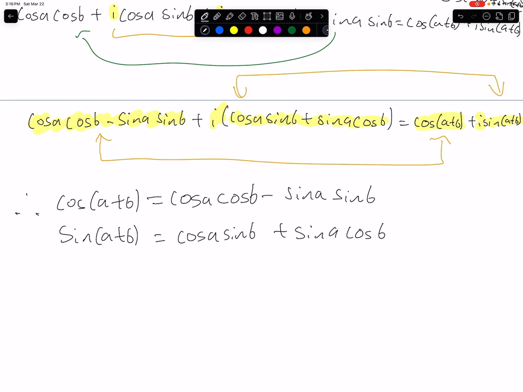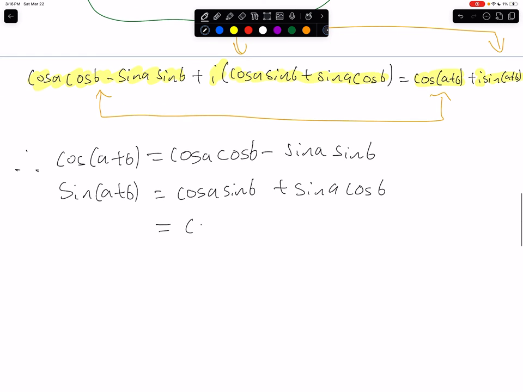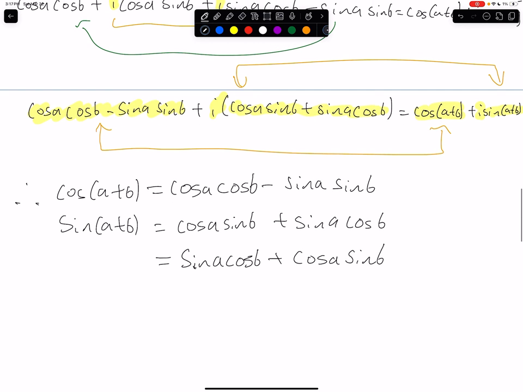This is written a little different than how you'd usually write it. I would usually write it as sine A cosine B plus cosine A sine B, but it doesn't really matter. And these are indeed correct.